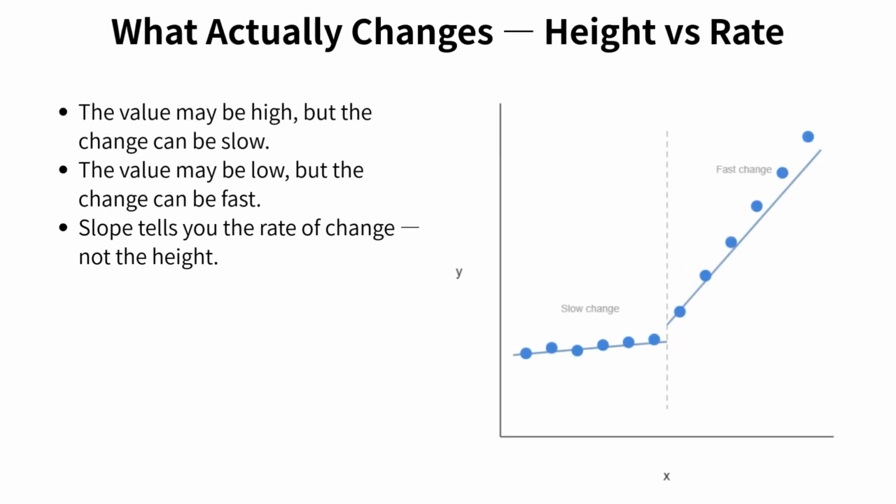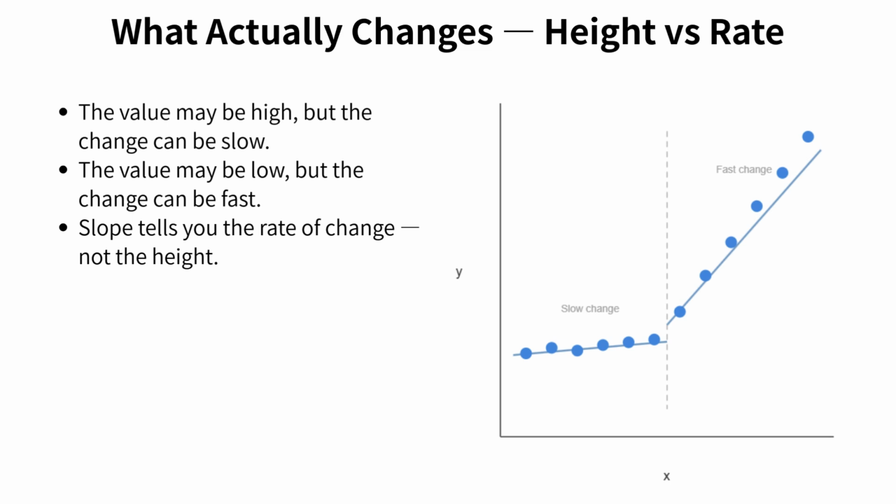Let's be very clear about what is changing here. On the left side of the graph, the values are not especially low. But notice how slowly they change. The points are almost flat. On the right side, the values may start lower, but the pattern rises much faster. The change is happening more quickly. This is a common mistake on the SAT. Students often focus on how high the graph is, instead of how fast it is changing.